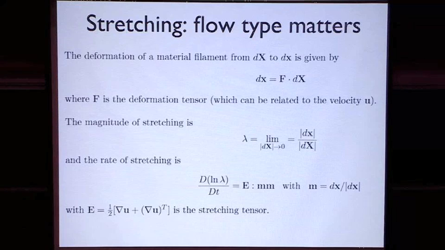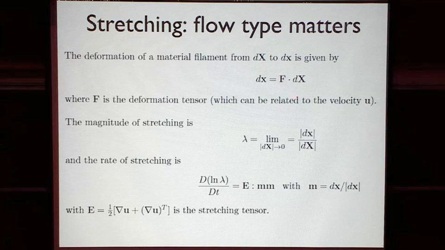Okay. So we'll start with a little material filament, a little line element in space with some length capital Dx, and it's going to be stretched to some new length, small dx. And F is simply a tensor that describes a flow field that brings its original length to some final length. We'll characterize the magnitude of stretching by dividing the final length by the initial length. Right? So this quantity lambda is really the ratio of the final length to the initial length.